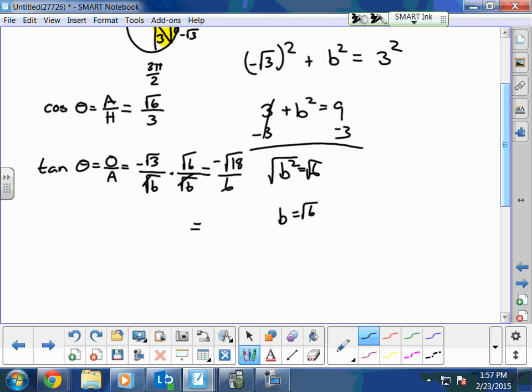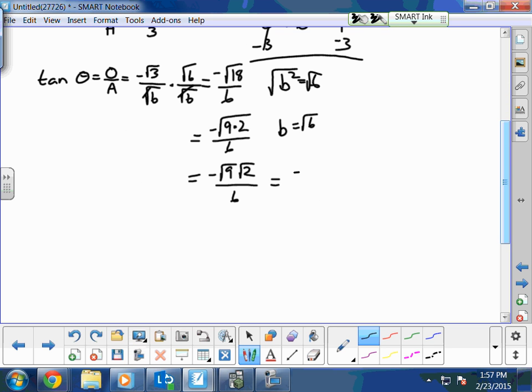For those that see this, this is really going to be negative square root of 9 times 2 over 6. I'm going to take these in slow steps. Negative square root of 9 times square root of 2 over 6. This is going to equal then negative 3 square root of 2. Now for those that are wondering where the negative 3 come from, that's the square root of 9, which is 3, and this is over 6. And this will be then negative square root of 2 over, this reduces to a third. So negative square root of 2 over 3. So this is going to be your answer for tangent.